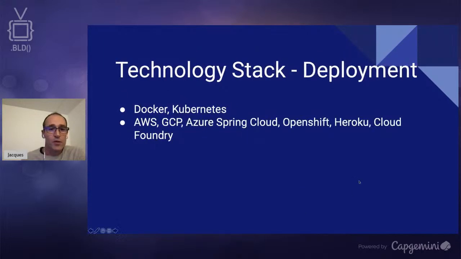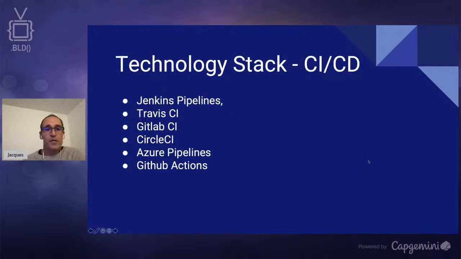If we look at the deployment support, it's obviously leveraging Docker and then also Kubernetes. And as I mentioned before, it's got support for deploying to multiple cloud providers, including AWS, Google Cloud, Azure, Spring Cloud, OpenShift, Heroku, and also Cloud Foundry. If we jump to support for CI/CD, it's got support for Jenkins, Travis, GitLab, CircleCI, Azure Pipelines, and GitHub Actions. Now, I haven't used all of those. I have used Jenkins, GitLab, and Azure Pipelines, but I believe the others are supported as well.